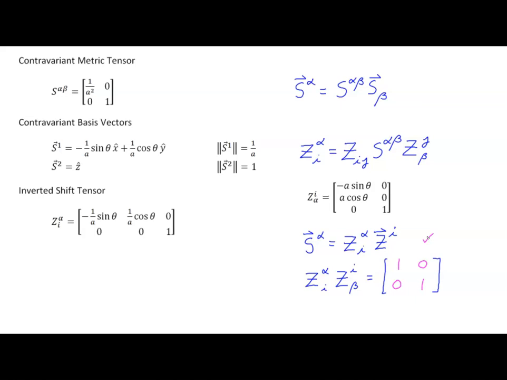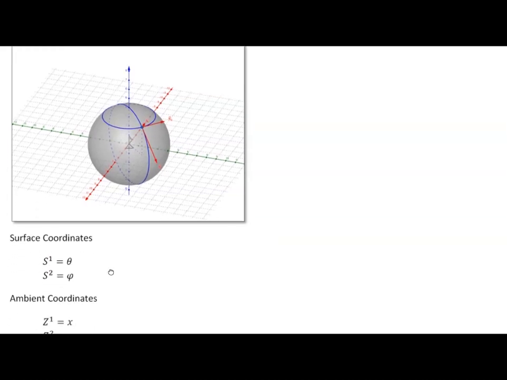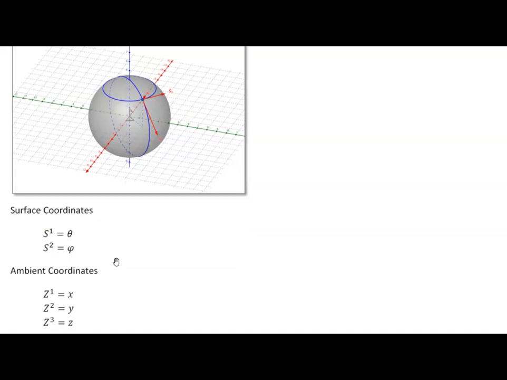Okay, so let's move on now and take a look at the spherical surface. For the spherical surface, our surface coordinates are just theta and phi. Theta, of course, is the angle made from the z-axis in an upward direction all the way around to the z-axis pointing downward. Phi is the angle made by our little door with the x-axis as it swings around in that direction. Then the ambient coordinates, of course, are just our Cartesian coordinates of x, y, and z.